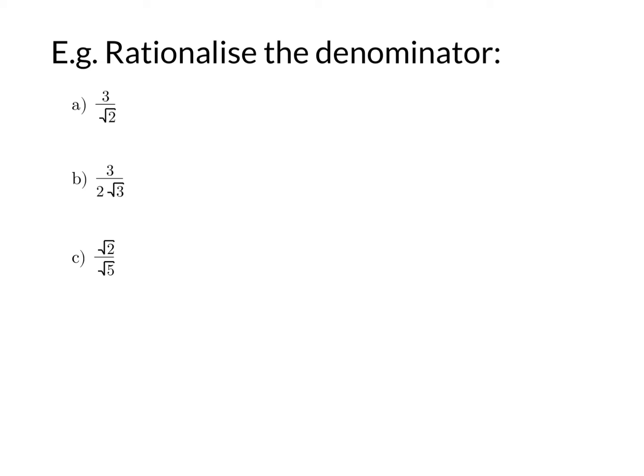So we're going to rationalise 3 over cube root 2, 3 over 2 cube root 3, and cube root 2 over cube root 5. So the first one, 3 over cube root 2. To change the denominator to a rational, I'm going to times it by the cube root part itself. Because cube root 2 times cube root 2 is going to get me cube root 4, and we know that we can take the cube root of 4.